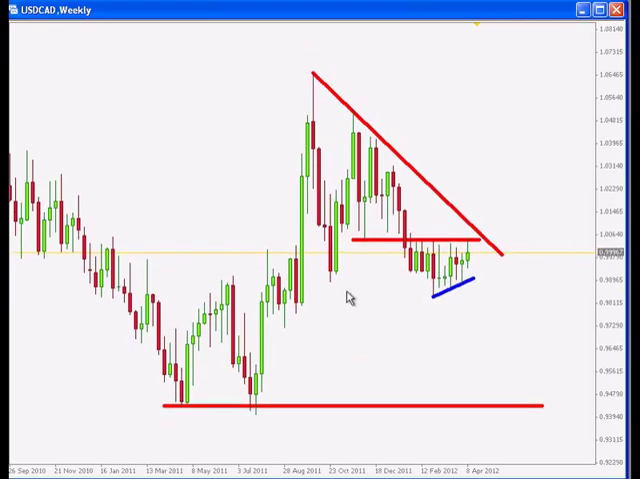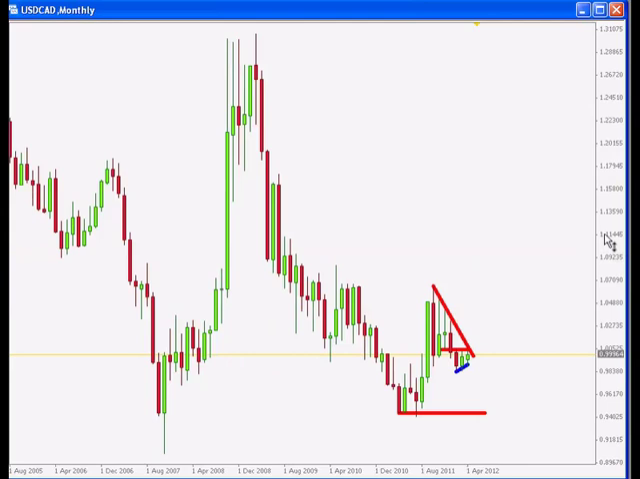What else? Resistance, support, support. Okay, you see that? A little sketchy, really not very sharp. Price wiggling around that level, wiggling again. I'm just going to leave it at that. Okay, now let's take a look at the monthly time frame.